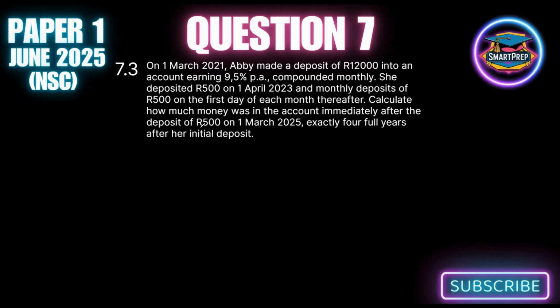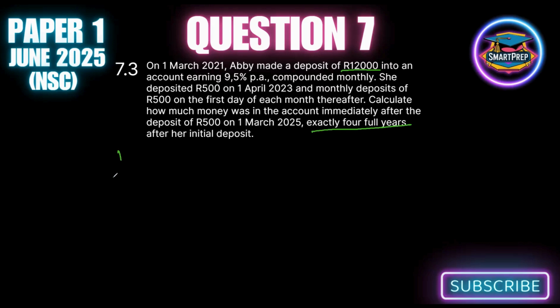Calculate how much money was in the account immediately after the deposit of 500 on the 1st of March 2025, exactly 4 years after the initial deposit. Okay, so first of all, we're going to do the 12,000, because that's the initial amount. And we take that up to 4 full years.